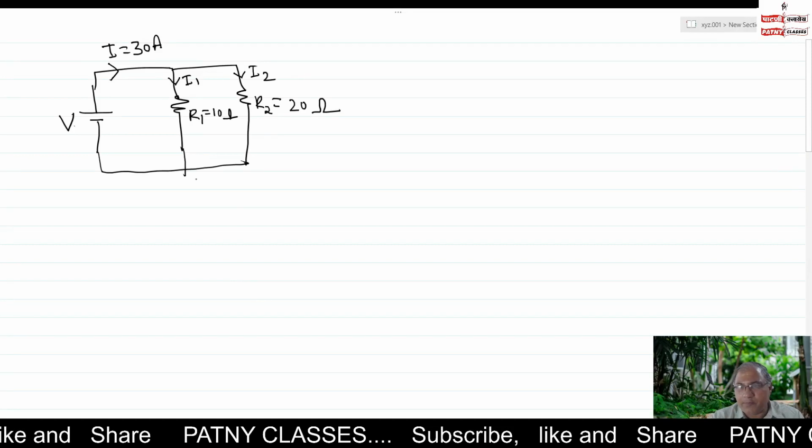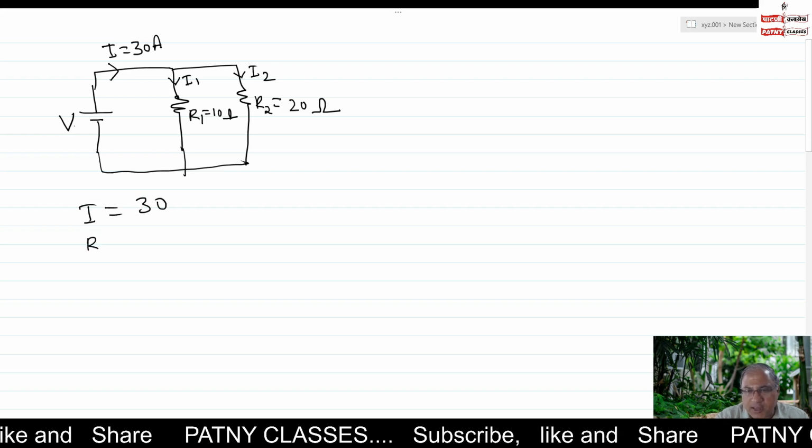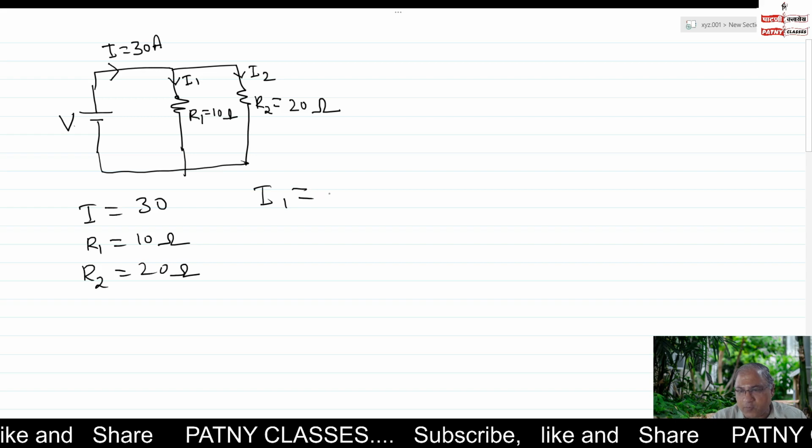Now, an example. Here two resistors are connected in parallel, and suppose I wish to find out I1, I2. The total current I equals 30 amperes, R1 equals 10 ohms and R2 equals 20 ohms. And how to find out I1? The formula for I1 is nothing but I into R2 upon R1 plus R2.